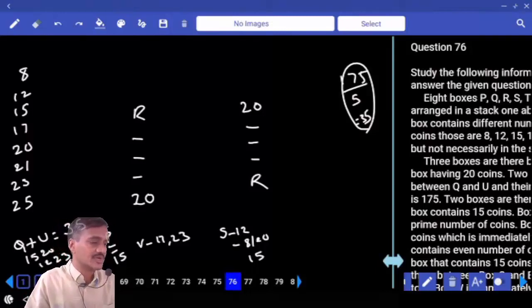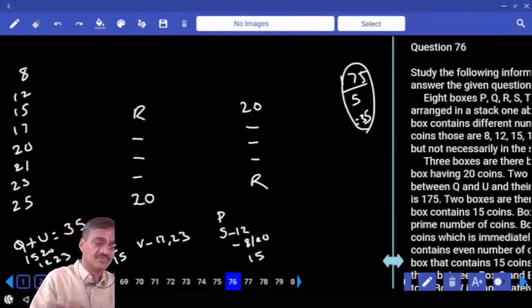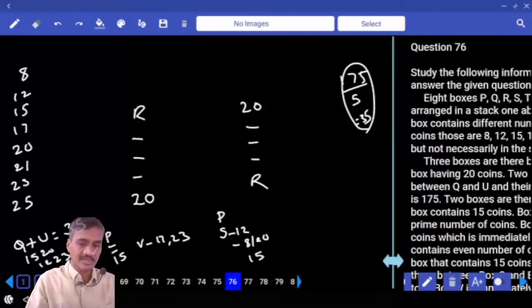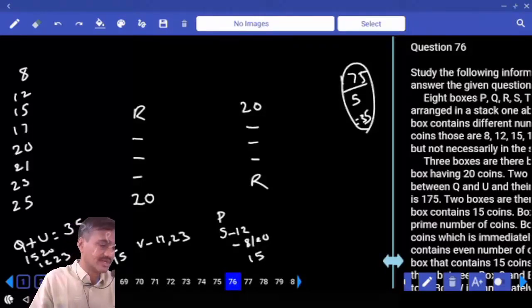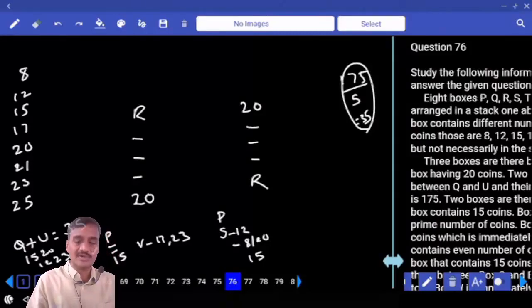Between P and 15 we need to have exactly 2 boxes. That is the information. And there you go. P, S, and next one blank, 8 and 15. And next one, 12 and 15. There are 3 boxes in between S and V. Now in between S and V, how many boxes are there?